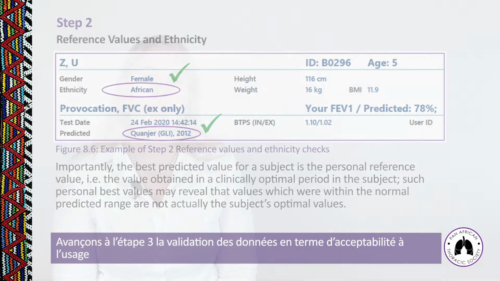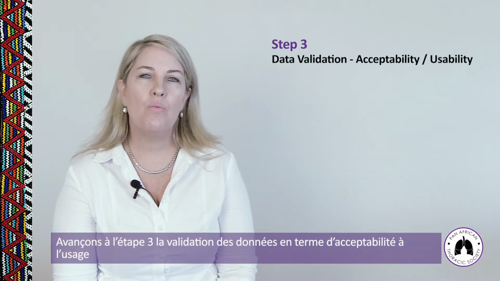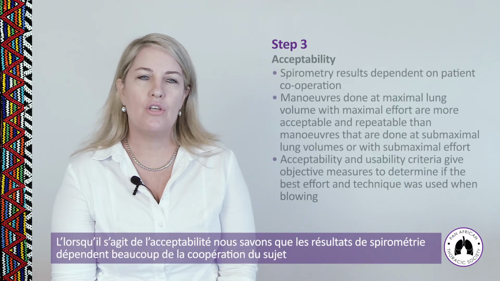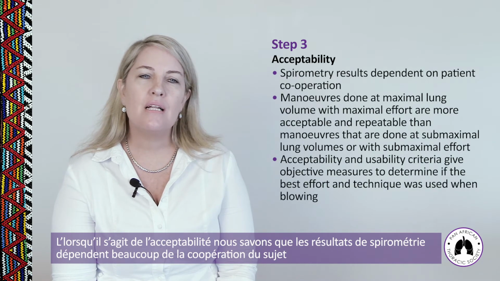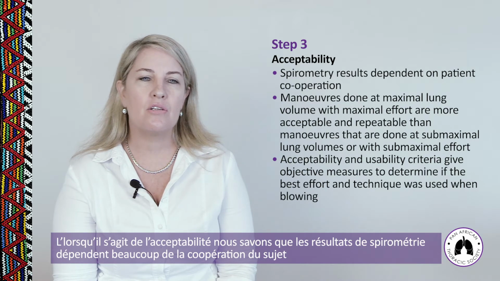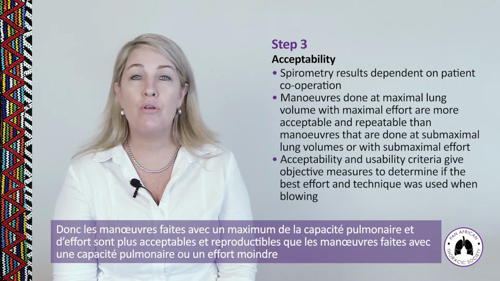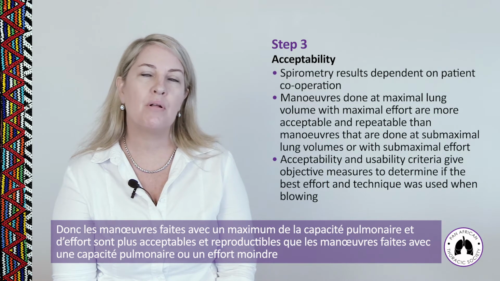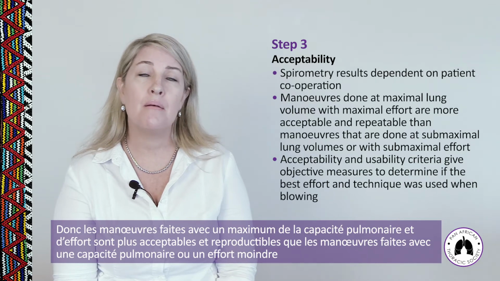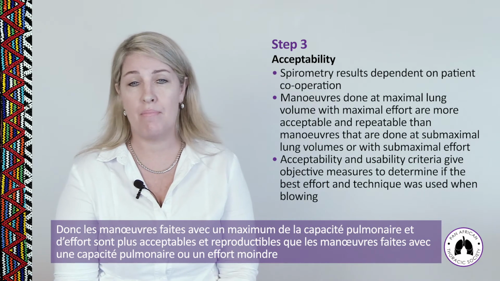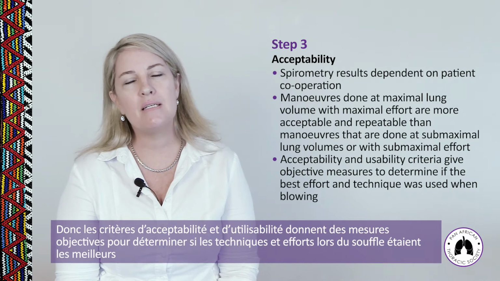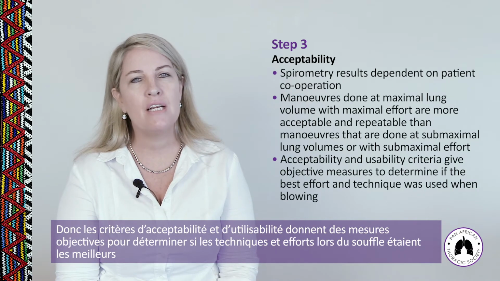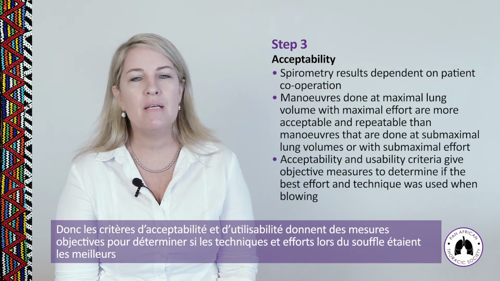Let's go on to step number 3, data validation, which is starting with acceptability and usability. So when it comes to acceptability, we know that spirometry results are very dependent on patient cooperation. So maneuvers done at maximal lung volumes with maximal effort are more acceptable and repeatable than maneuvers that are done at submaximal lung volumes and with submaximal effort. So acceptability and usability criteria give objective measures to determine if the best effort and technique was used when blowing.